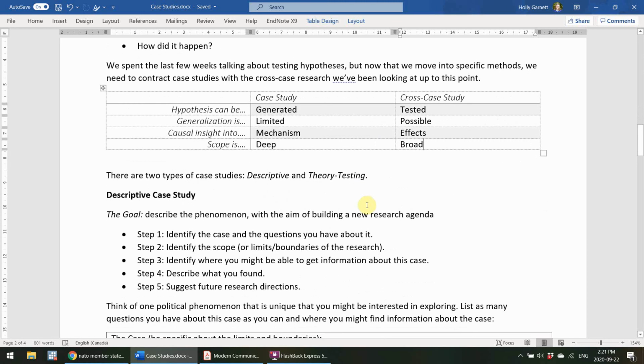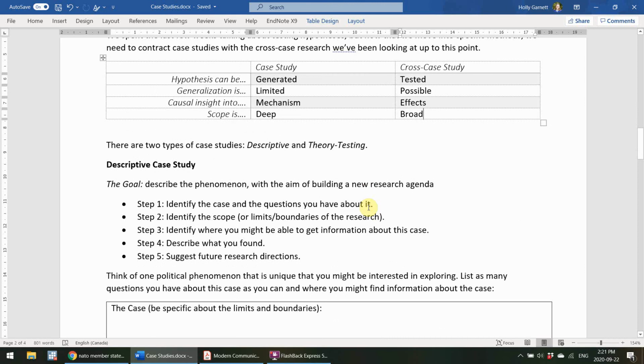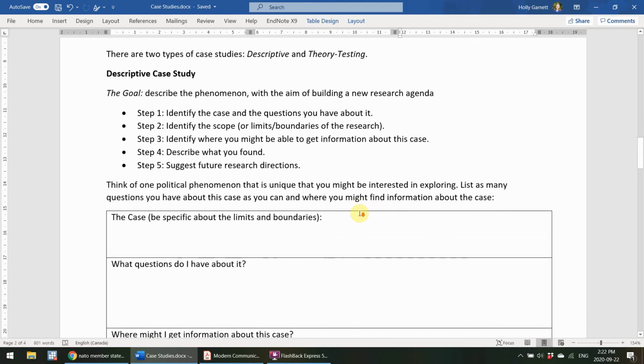So now we're going to talk about the two types of case studies we might want to do: descriptive case studies and theory testing case studies. A descriptive case study is essentially where you want to describe a phenomenon. That's really important groundwork that needs to get done, because if no researchers know much about the case, then you really can't move on to doing any sort of theory testing, because you don't really know much yet. So essentially, this is the aim of building a new research agenda.